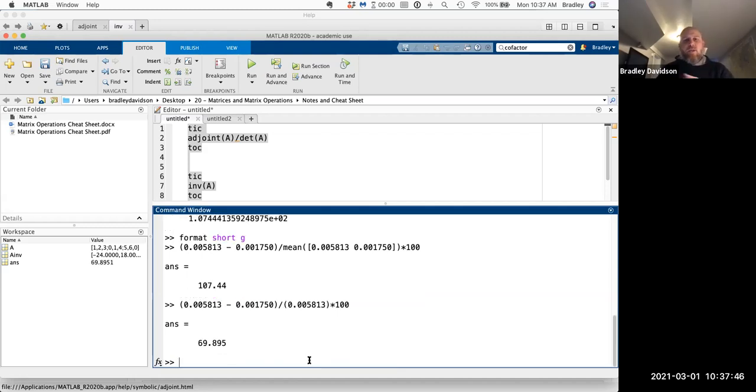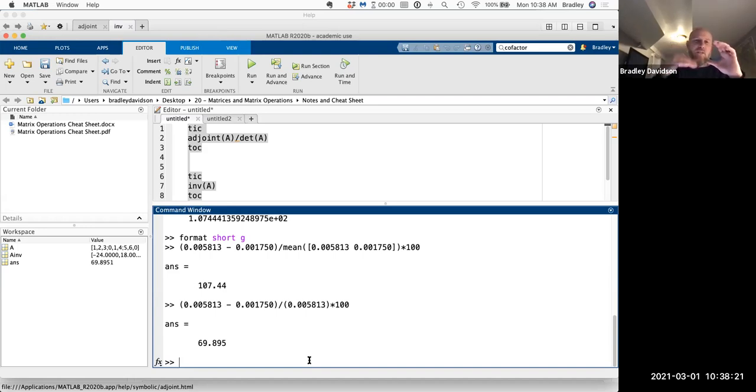Okay, so we get a 69% decrease in time. So almost 70% savings in time by using the INV function instead of the adjoint divided by the determinant. If you can imagine having to make this calculation over and over, and let's say you get a program that's running an hour, because it's a massive program given how many times you need to calculate this matrix inverse, which hopefully we'll talk about next week, why you actually never want to calculate a matrix inverse.